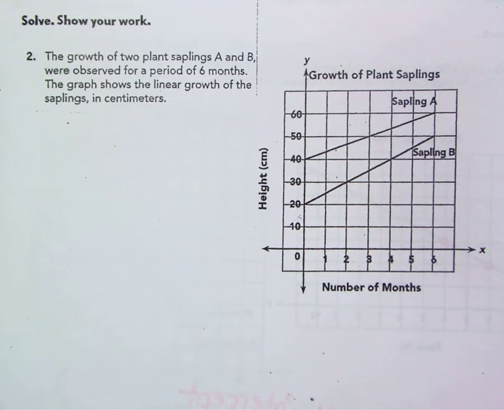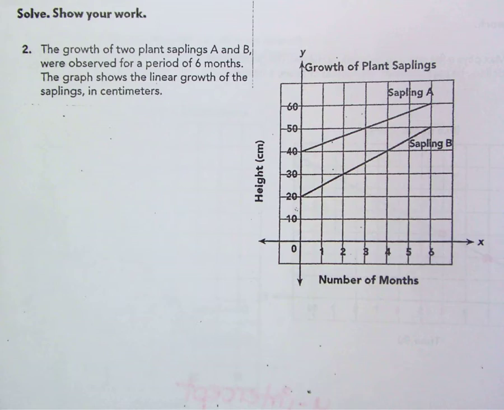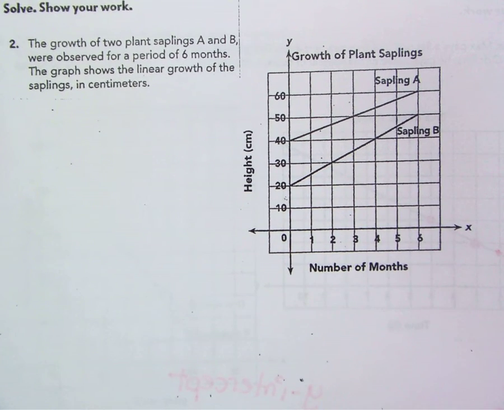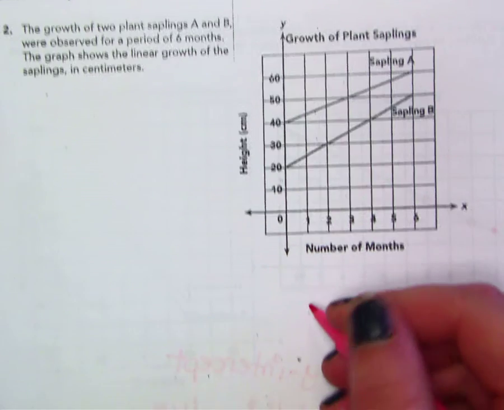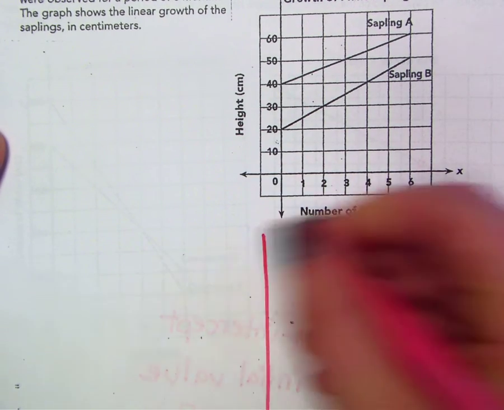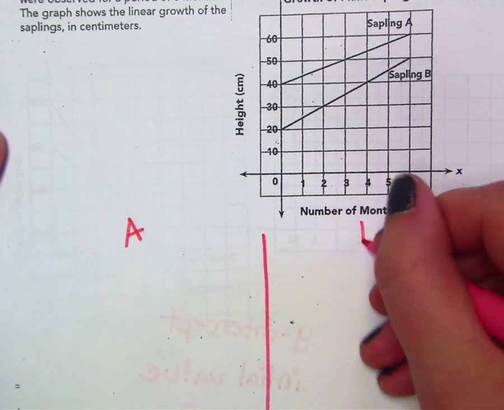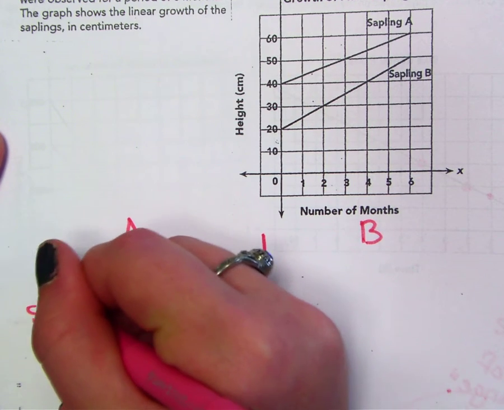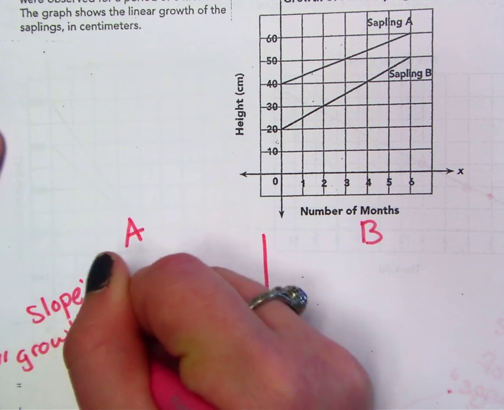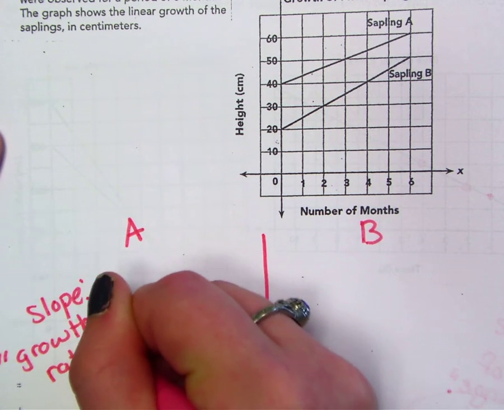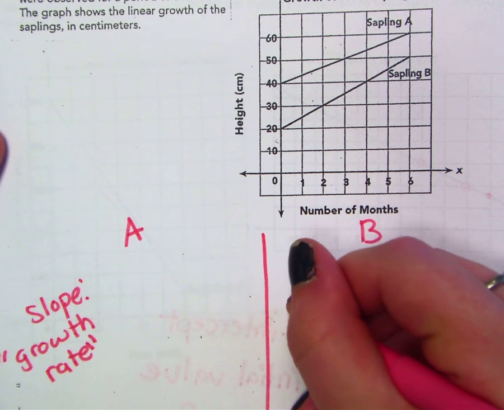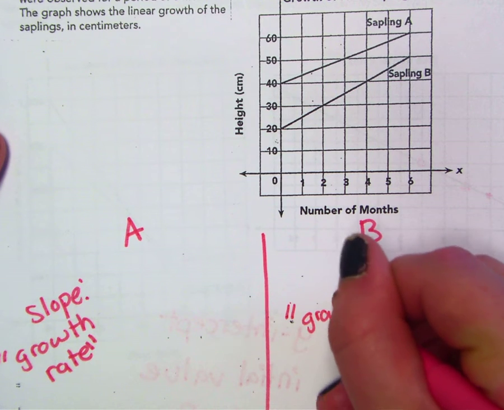Alright. So then the next thing we're looking at is this one, which has sapling A and sapling B, and it wants you to look at the growth for them. I want us to do the same thing to figure out the growth rate, the slope, so this is going to be A, this is going to be B. I want you to figure out the slope, which would be the growth rate, and I want you to figure out the slope for sapling B as well, which is the growth rate.